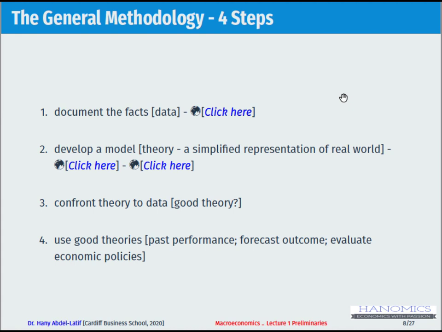You make assumptions about the behavior of whatever economic agents are involved in this issue or phenomenon that you want to explain, and then you build what we call a model, which again is just a simplified representation of the real world. So you start from the real world, you see something you want to explain, and you simplify it to be able to explain it. If you have a good theory that can explain this, then you can use that to review past performance, to see if your theory can explain what happened in the past.